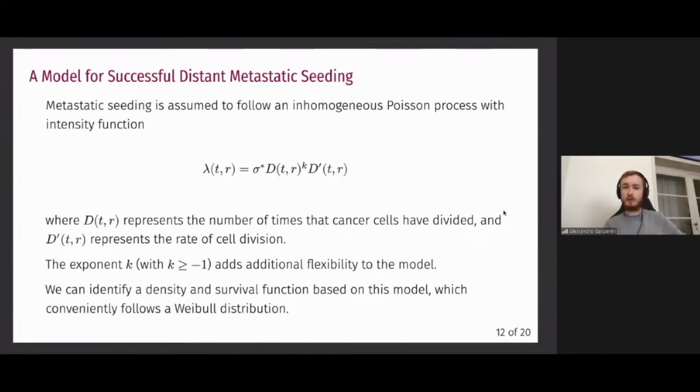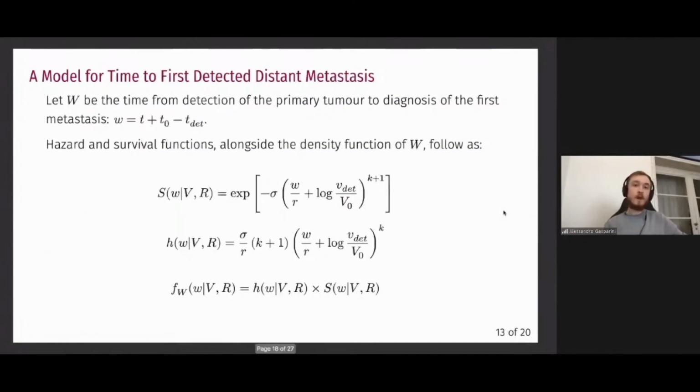And this model is very convenient in the sense that we can identify a density and survival function that follows a Weibull distribution for survival times, which is nice. What we actually have to do, though, is to reformulate the model in terms of W, where W is the time from detection of the primary tumor, as we don't really know when the tumor originates, so we cannot model that. We need to model from diagnosis.